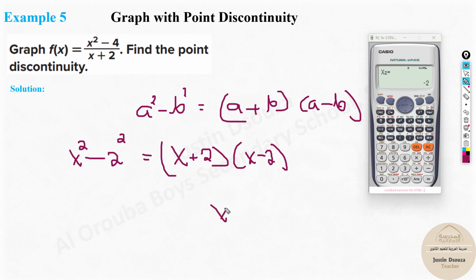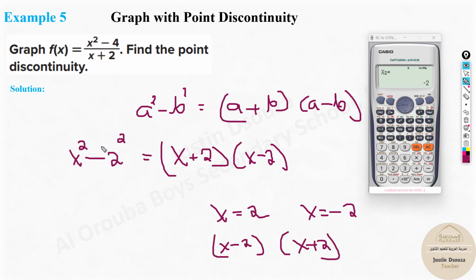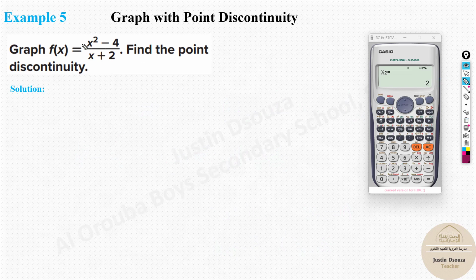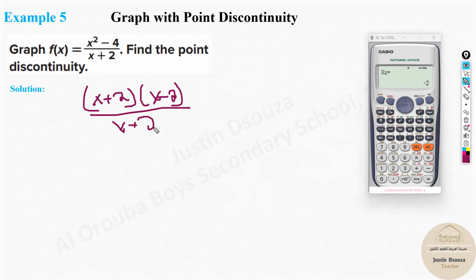So x equals 2, and x equals minus 2. Bring this inside, it will be x minus 2 as one factor and x plus 2 as another factor. This is how. Or if you know the identity or formula, you can directly write it. Now what happened over here is the numerator is (x plus 2)(x minus 2) and the denominator is x plus 2.